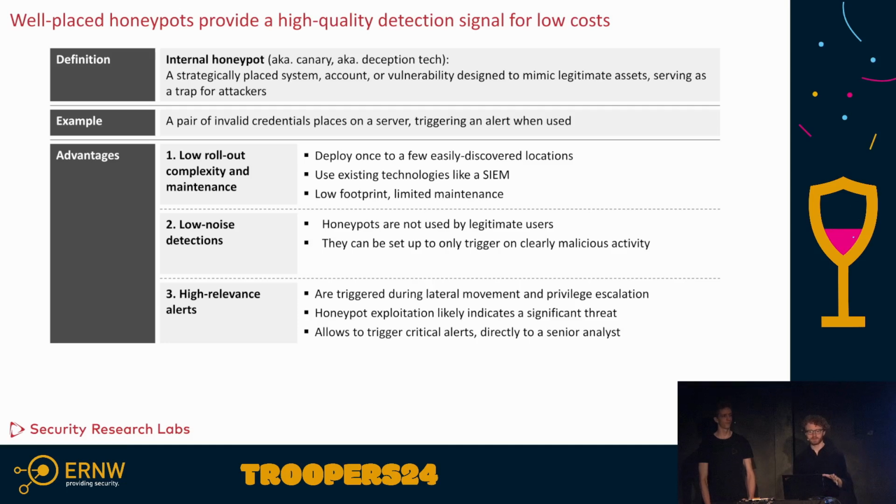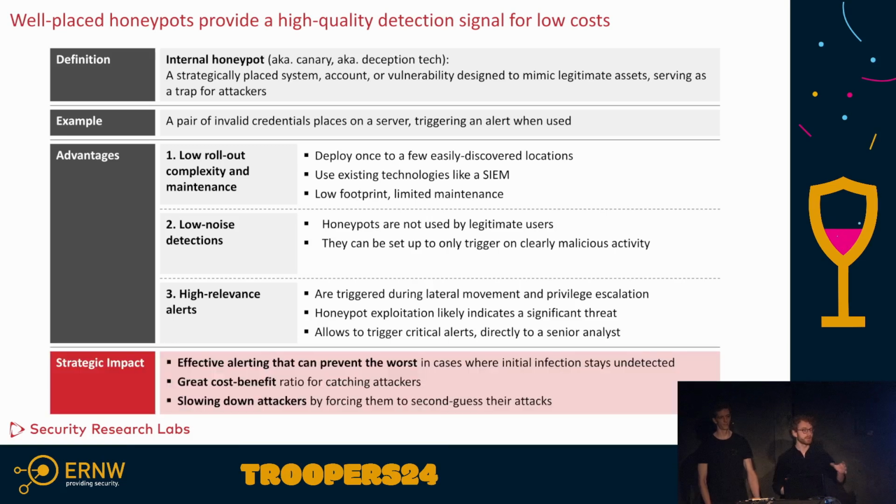What's also nice is because they are not used by legitimate users, you usually get very low noise detection. So if someone is doing something maliciously looking with a honeypot, it's quite likely that it's really an attacker. And last but not least, they detect lateral movement and privilege escalation. So they detect cases when an attacker is already in your network and it's really urgent to do something about it. So the alerts have a high relevance. That means you can also directly send them to a senior analyst to investigate.